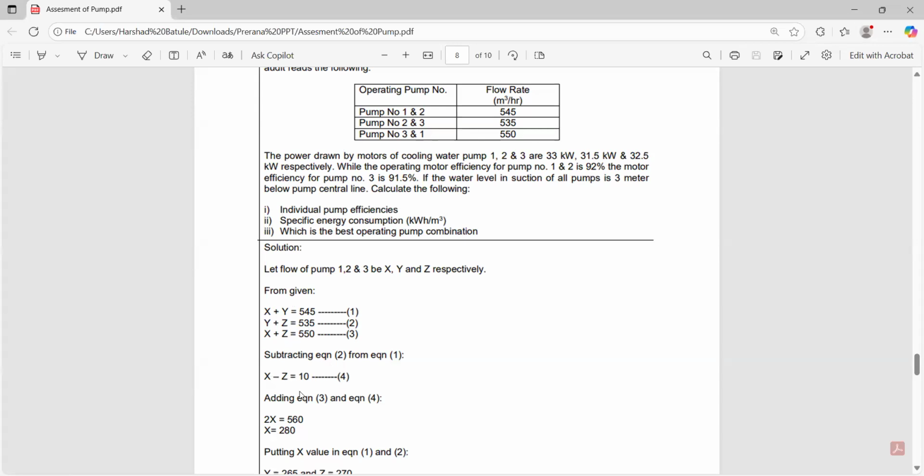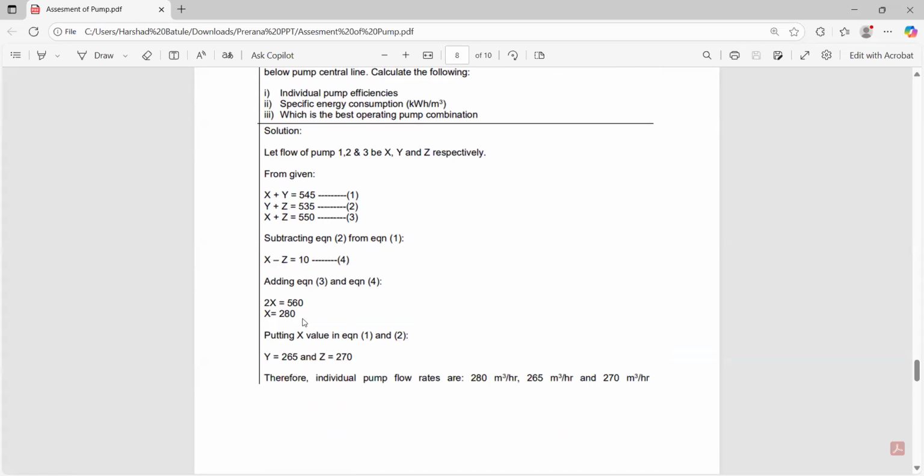From equations 3 and 4, we can add them, and plus z and minus z would be eliminated. So from the addition of 3 and 4, we have got the x value. X is 280. From the first equation, x plus y equal to 545, we can get the value of y as 265 and z as 270. So we have got the three pump values: x equal to 280 m cube per hour, y equal to 265 and z equal to 270. So we have got the individual flow rates.